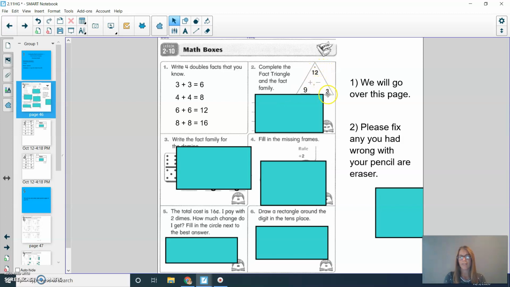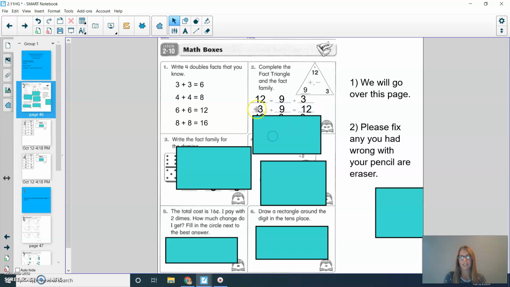For question number 2, complete the fact triangle and the fact family. So they gave us 12 and 3. Now I know that 9 plus 3 equals 12. Now I'm going to fill out my facts. So I would say 12 equals 9 plus 3. I also know that 3 plus 9 equals 12. And I could have had these two flip-flopped as well. I could have had 12 equals 3 plus 9, and I could have 9 plus 3 equals 12. And then I have 12 minus 3 equals 9, and 3 equals 12 minus 9.